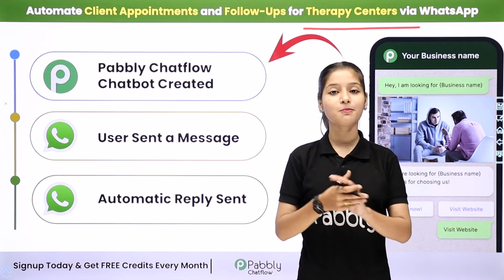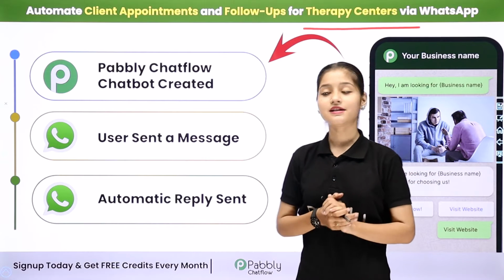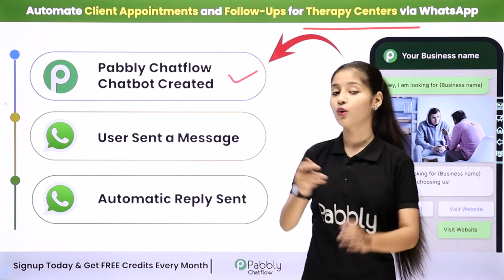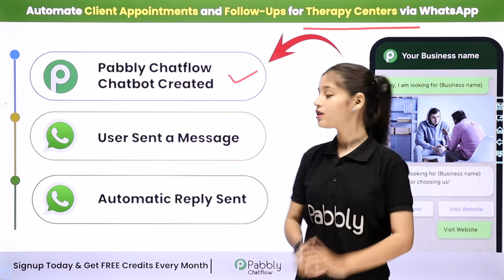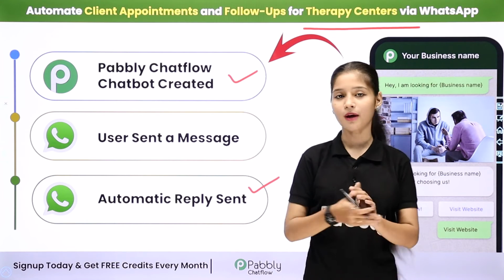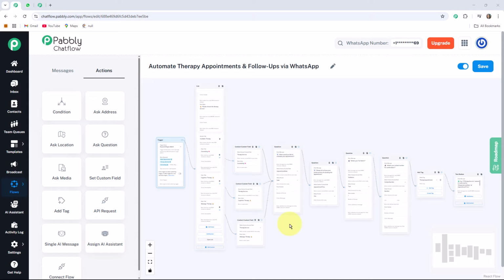To get rid of this type of problem, we are going to create a WhatsApp chatbot with the help of Pabbly Chatflow, so that whenever your user sends a message to your WhatsApp business account, then your bot will respond to them automatically. To get more details about this, let me take you to my screen.